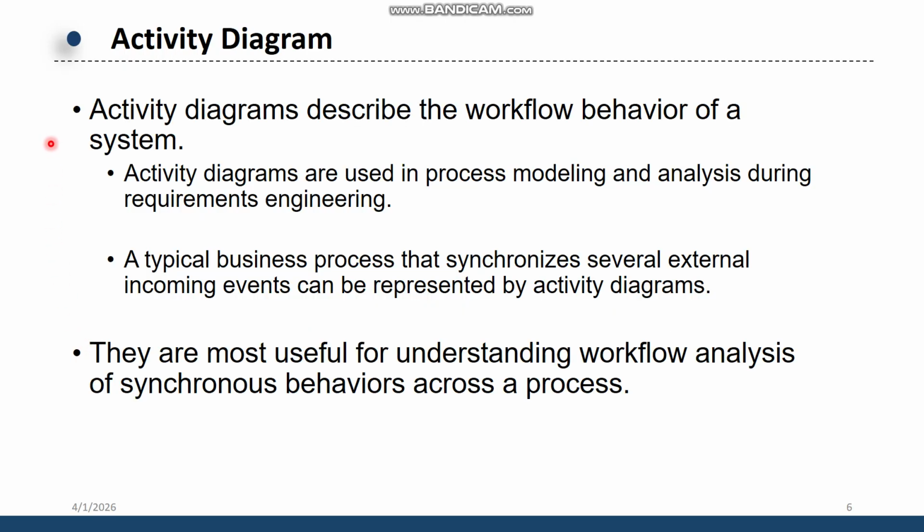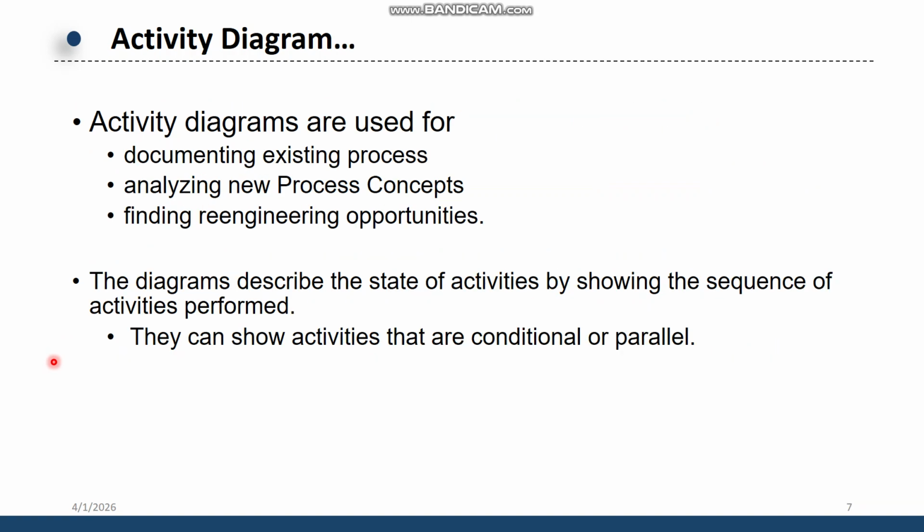So what is an activity diagram? An activity diagram describes the workflow or behavior of the system. It is used in process modeling and analysis during the requirement engineering stage. A typical business process that synchronizes several external incoming events can be represented by an activity diagram. They are most useful for understanding the workflow analysis of synchronous behaviors across a process. They are used for documenting existing processes, analyzing new processes, and finding re-engineering opportunities.